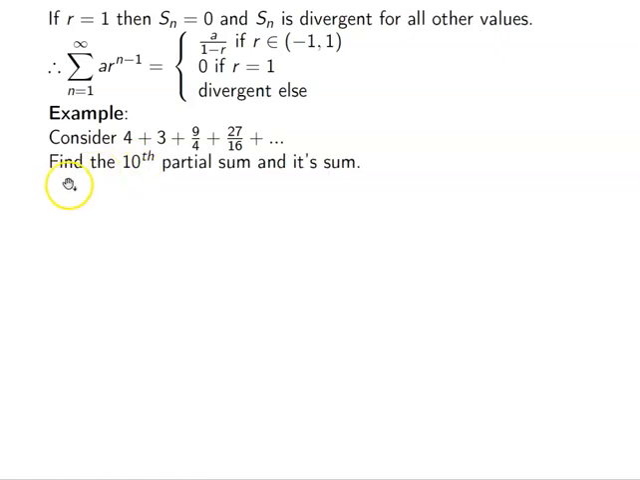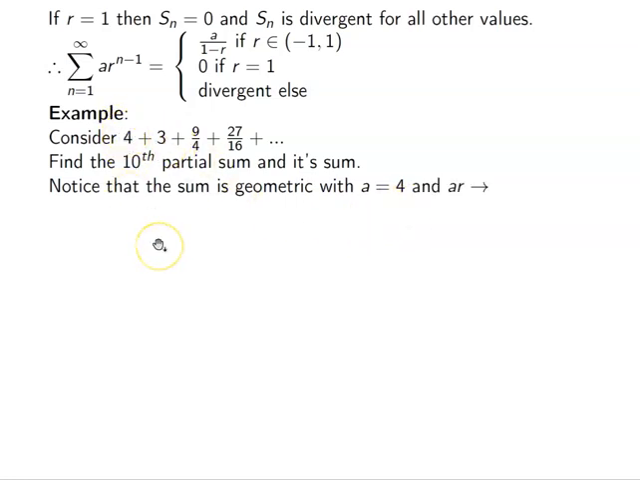So let's kind of write some stuff down. So we want to find the 10th partial sum and the sum of the series completely. So again, we're going to notice that the sum is geometric with a equals 4 and a times r is equal to 3, okay, which implies that 4 times r is equal to 3 because a is 4, a times r is the second term, which is 3. So solving for r, we have r is 3/4, okay.